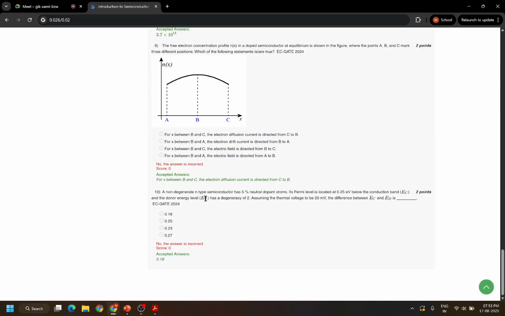So first of all, the question here is wrong. This is not EV, this is your ED. So this is the donor energy level, not the valence band. EV is your valence band. This is the donor energy level ED, which is given here. First of all, that is wrong here. It should be ED instead of EV.